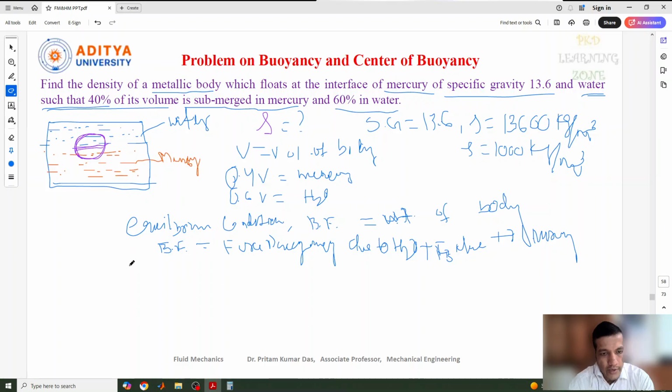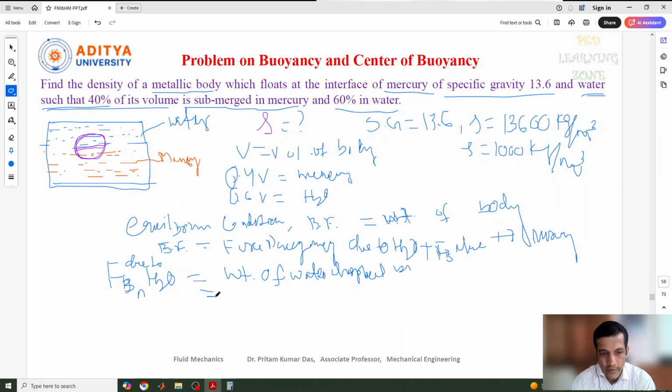So now we can find out first thing, the force of buoyancy due to water. Due to water we can write the weight of water displaced. This formula we know already, the weight of water displaced by this body.